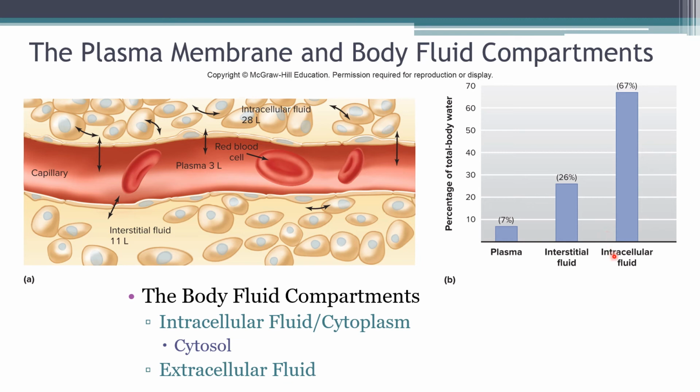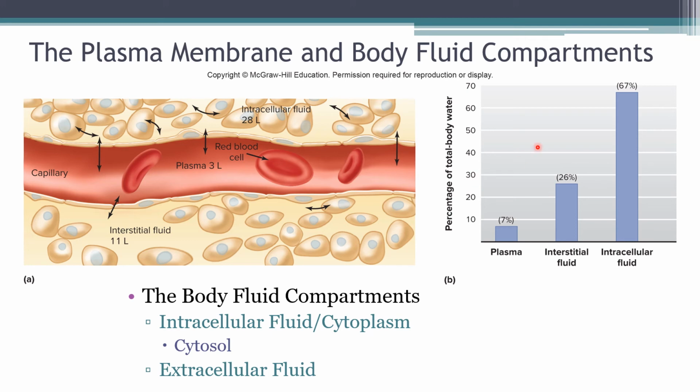And you see that here, right? 67% of the water in your body is inside your cells. Now, how is that the case? I can give you a number. The average volume of fluid inside a single cell is about 10 nanoliters. Nano is 10 to the minus 9. It's a very, very, very small volume of fluid inside here.